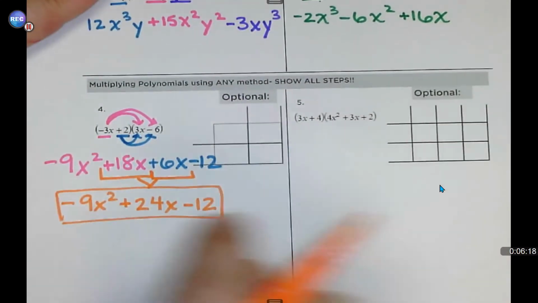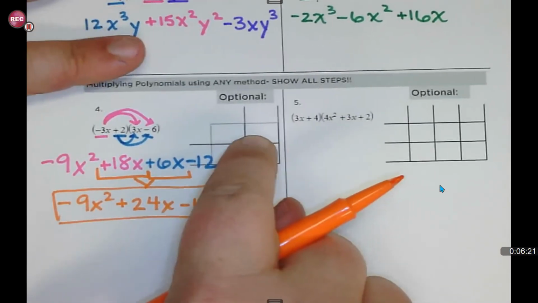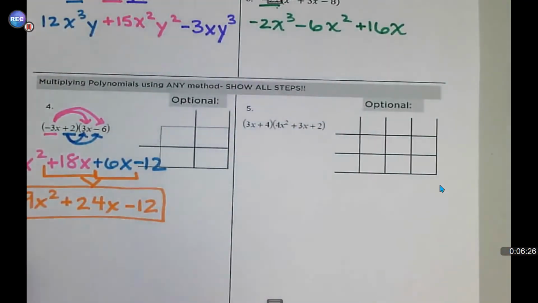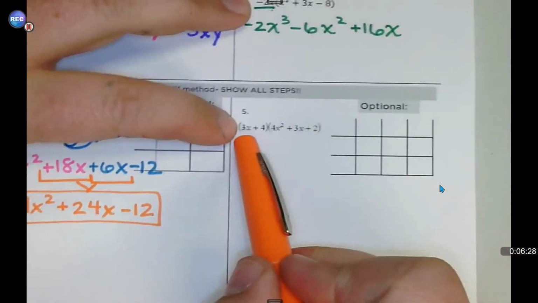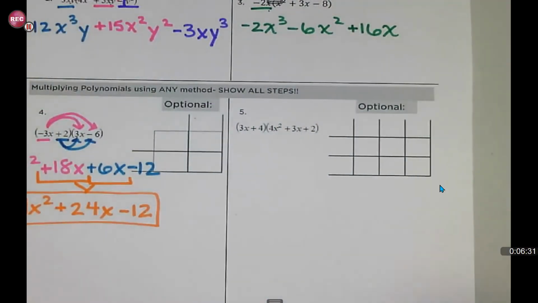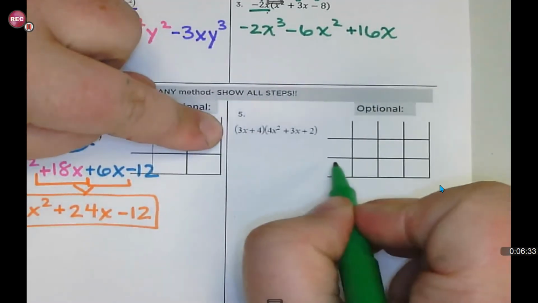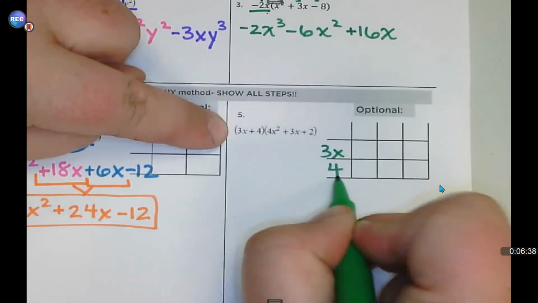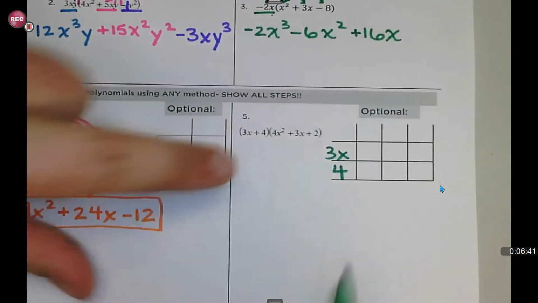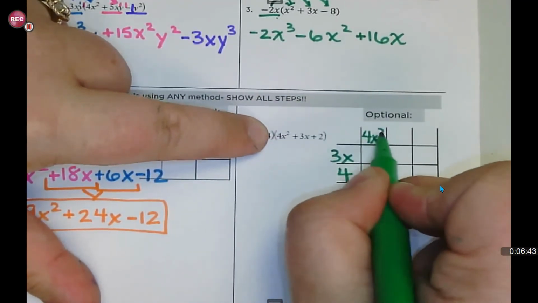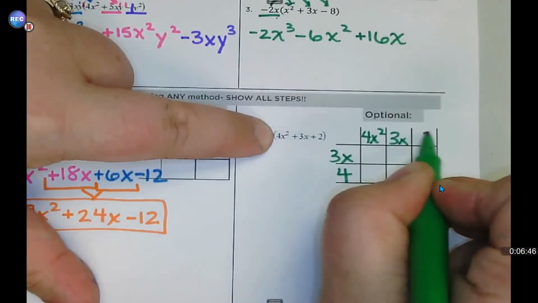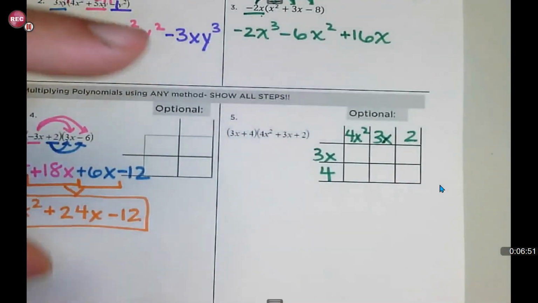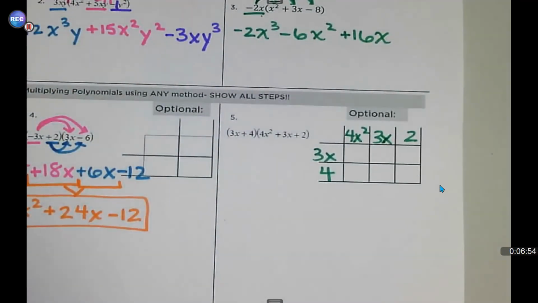Okay? Now, you can show this step in the box instead of in a line, so I'll show that over here. So to use the box method, what you do is you use the polynomials as the side lengths of your boxes. So since there's only 2 spots here, I'm going to use this. 3x goes here and 4 goes here. And then along the top, we'll have 4x squared, 3x, and 2.